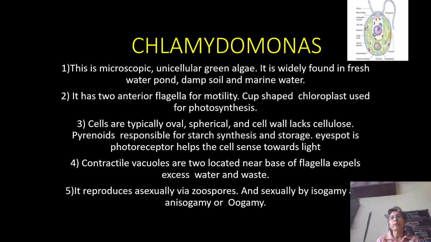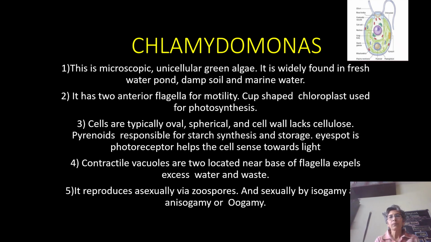Cup-shaped chloroplast is used for photosynthesis. Cells are typically oval, spherical, and the cell wall lacks cellulose. Pyrenoids are responsible for starch synthesis and storage. Eye spot is a photoreceptor, helps the cell sense towards the light. 2 contractile vacuoles are located near the base of flagella, and expel excess water and waste.